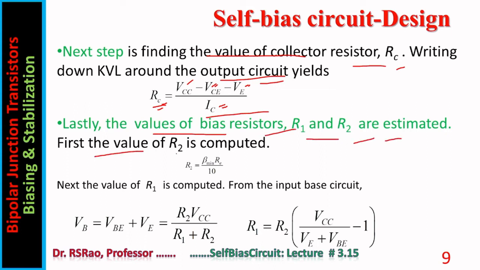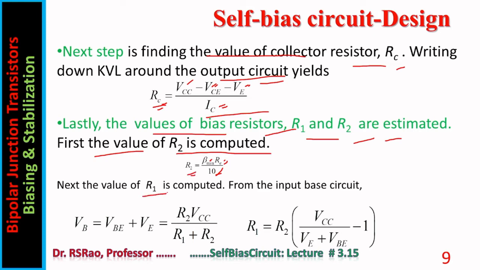First, the value of R2 is computed. It is beta minimum RE by 10. RE is known, beta minimum one can obtain from the data sheets. So R2 now is known to us.